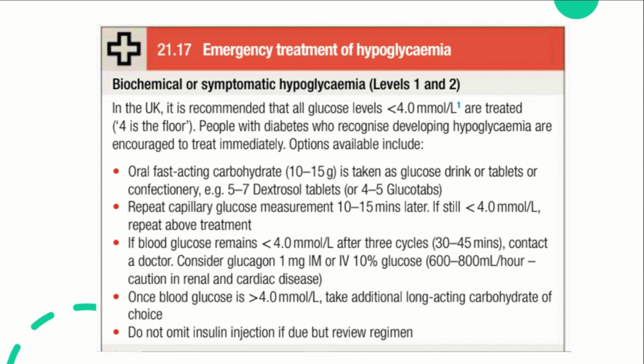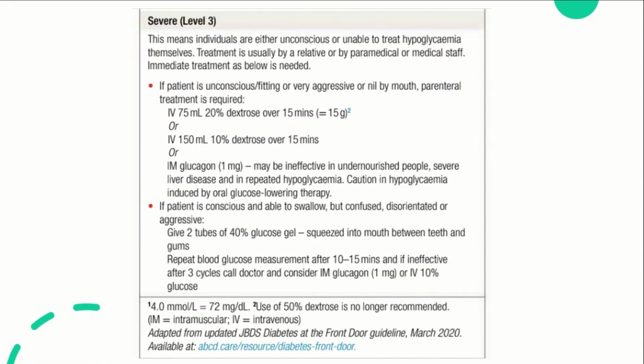Level 3 hypoglycemia may also be treated with oral carbohydrates if the patient does not have impaired consciousness. If parenteral therapy is required, then as soon as the individual is able to swallow, oral glucose should be given. If the patient is unconscious or fitting or very aggressive or nil by mouth, parenteral treatment is required. IV 75 ml 20% dextrose over 15 minutes, which equals 15 grams. Or IV 150 ml 10% dextrose over 15 minutes. Or IM glucagon 1 mg, which may be ineffective in undernourished people with severe liver disease and with repeated hypoglycemia.